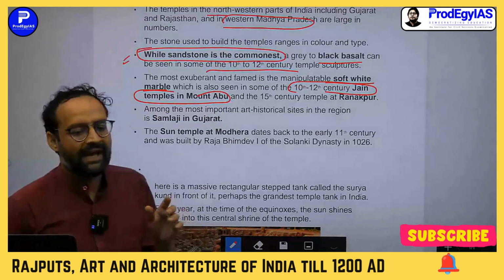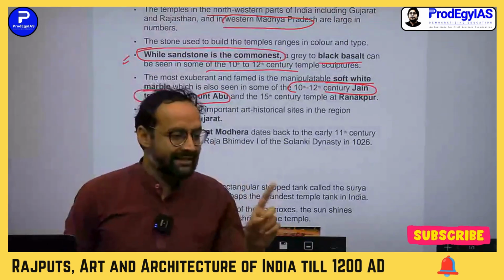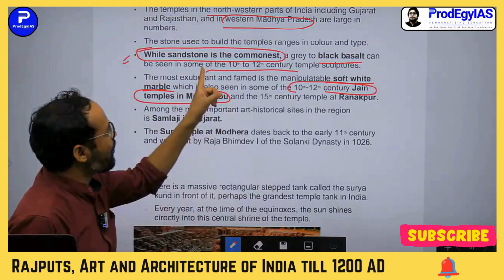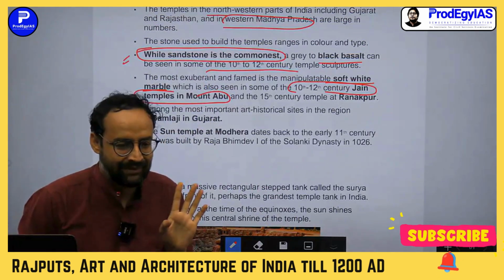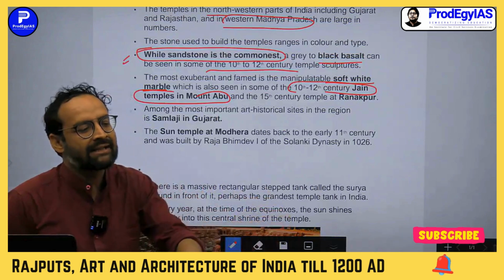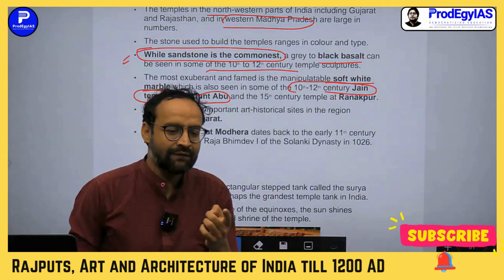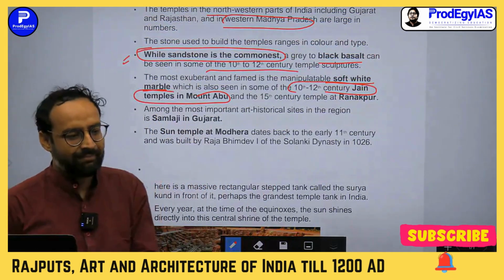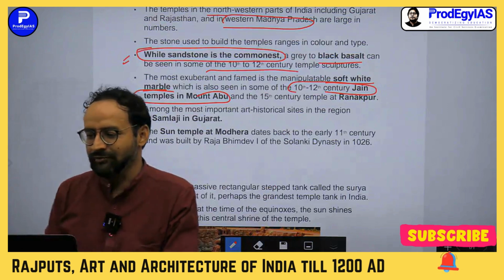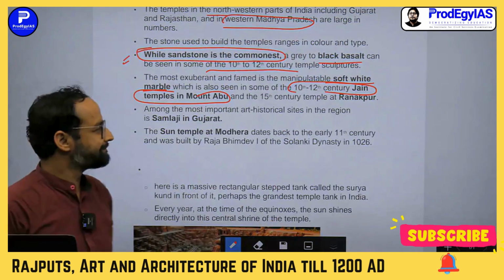See, if they are asking about the Rajasthan area, then the common thing is white sandstone because it's easily available. If they are asking about Agra, then there is red sandstone, which we'll be studying when we take up the Mughal architecture. But from now onwards, please focus on, yes.